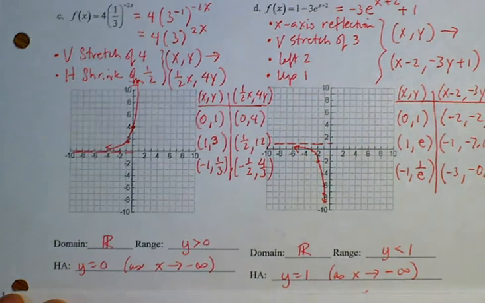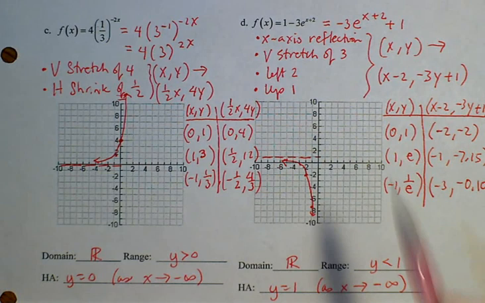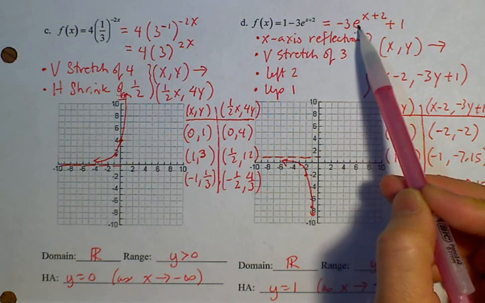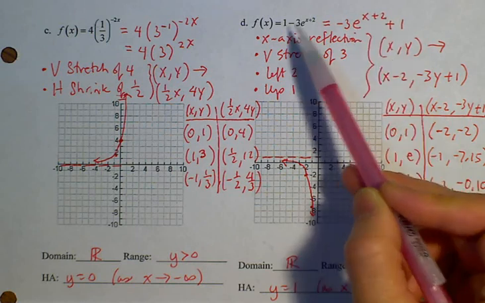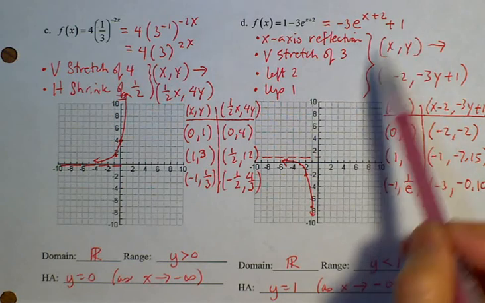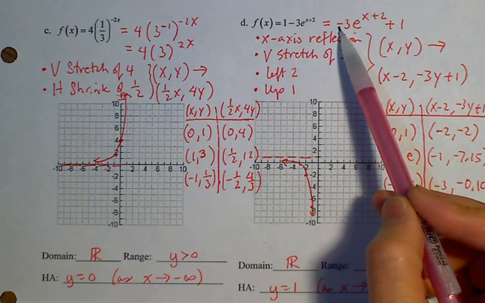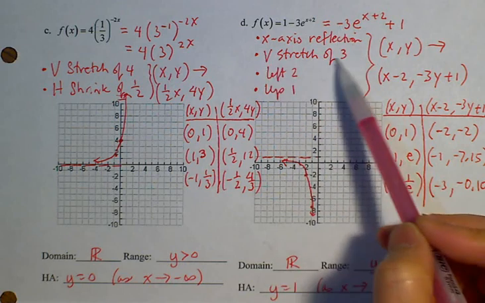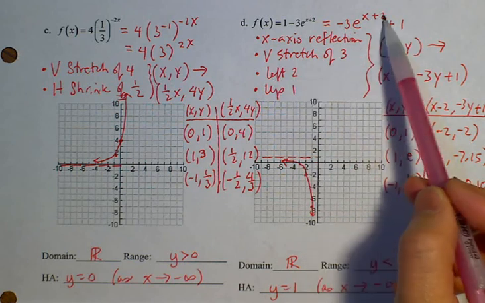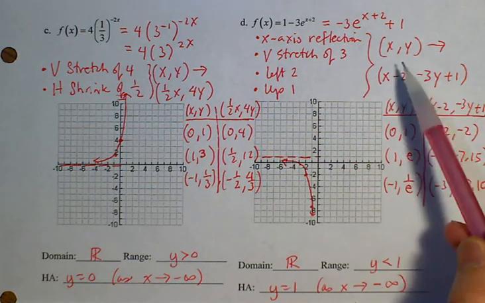Okay, for the next one, you may have to use your calculator in order to estimate the values, because e is not a nice number. So first of all, I'll rewrite it so that it is negative 3 times e raised to the x plus 2. And then this 1 here, I'm going to bring off to the right side as a plus 1. Okay, so there's 4 transformations going on here. First of all, there's an x-axis reflection from this. There's a vertical stretch of 3 from this. I'm going left 2 from the power here, x plus 2. And then I'm going up 1 because of this.